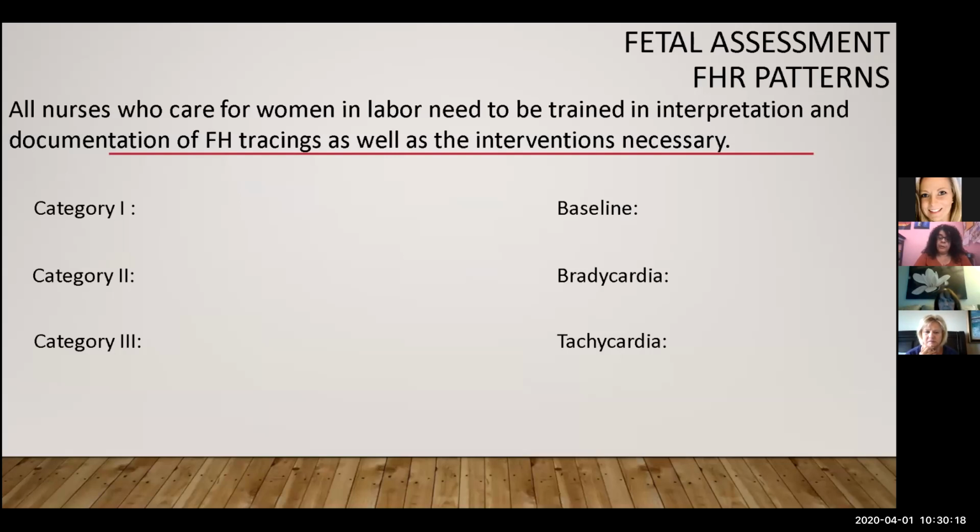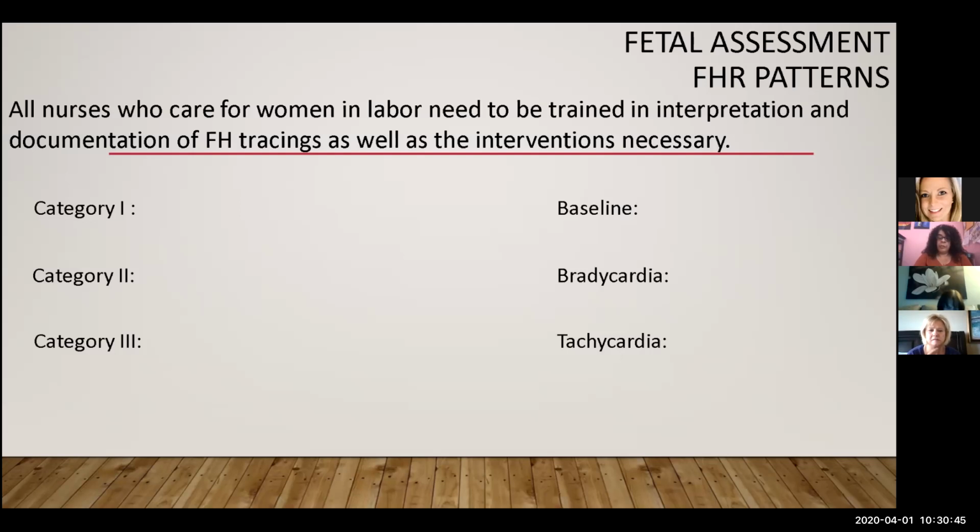It's a very valuable skill to have if you're going to be a labor and delivery nurse or a high-risk nurse. There are different fetal heart rate patterns, as mentioned on the slide: category 1, 2, and 3. Category 1 is strongly predictive of normal fetal acid-base status at the time of observation. At the time of observation is very important.